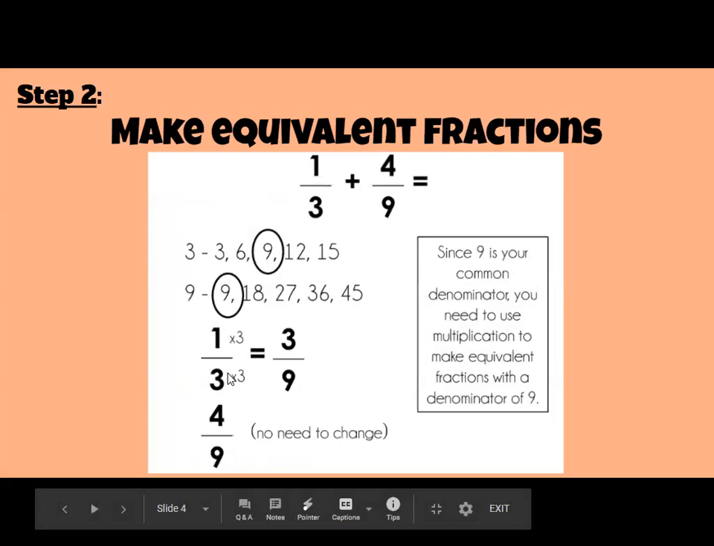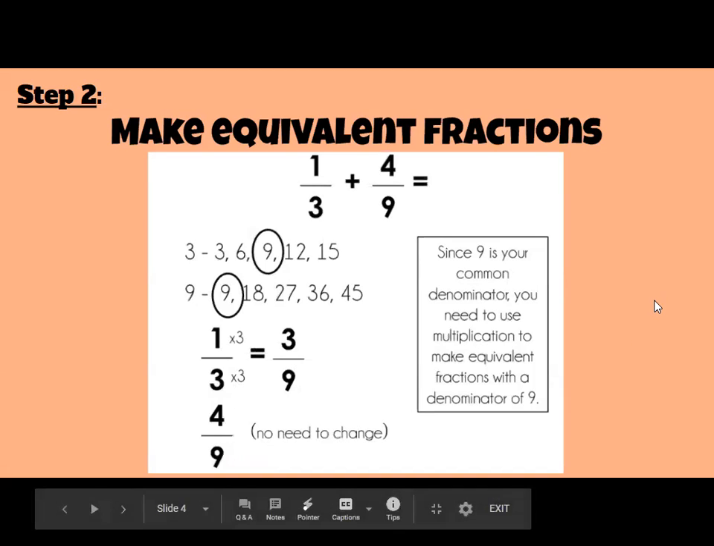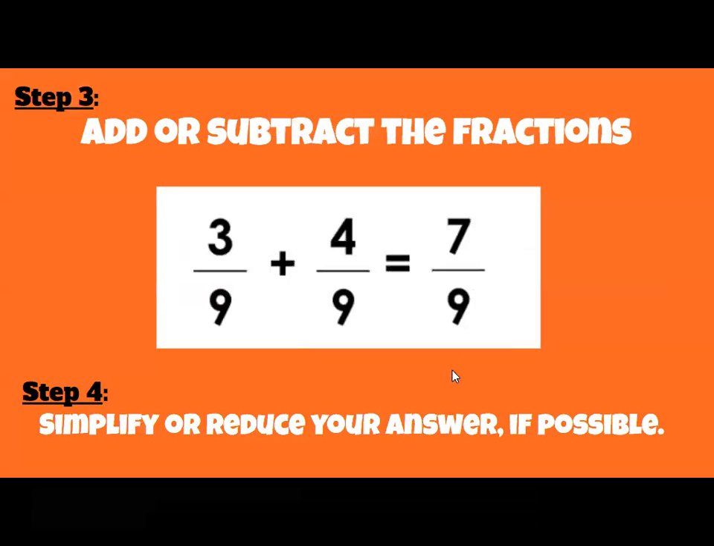Well, 1/3, we definitely have to make an equivalent fraction. So if we look at our denominators, we know that the denominator of our equivalent fraction is going to be 9. Well, 3 times 3 equals 9. Since we multiplied the denominator by 3, we do also have to multiply the numerator by 3, and 1 times 3 equals 3. So now we have the two fractions, 3/9 and 4/9. So we have two fractions with like denominators, so now we're able to add or subtract the fractions.